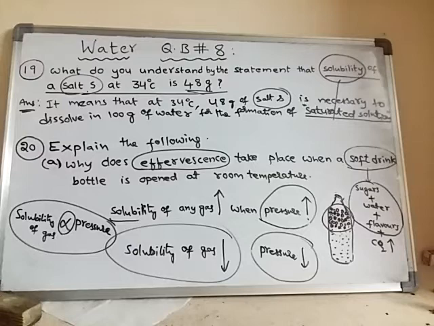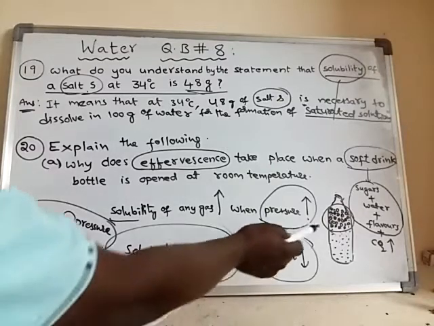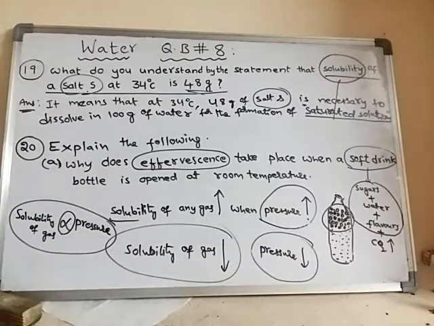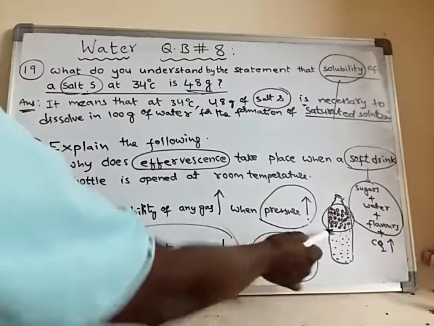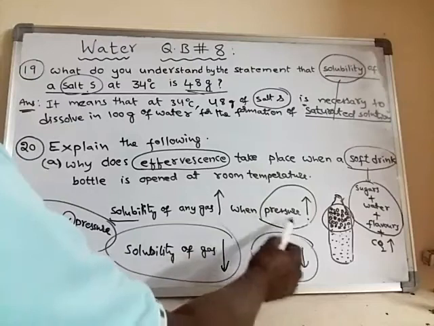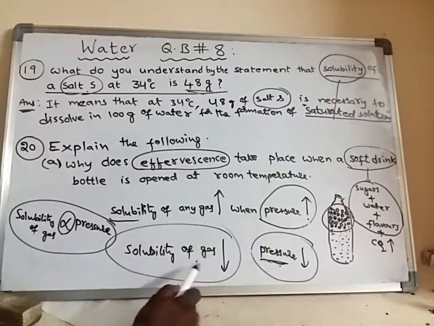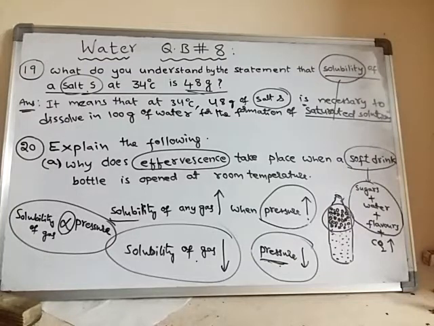So as the solubility of gas is directly proportional to pressure, when the soft drink bottle is opened, what happened to the gas pressure? There is a decrease in the pressure of the gas. The pressure decreases suddenly. Due to this, it lowers the solubility of carbon dioxide. Due to decrease in pressure, solubility of gas decreases. So there will be lower solubility of carbon dioxide gas.